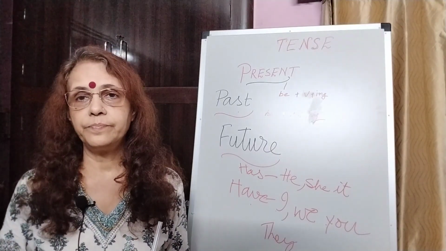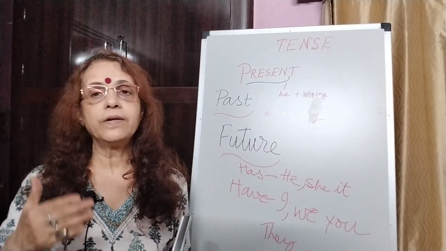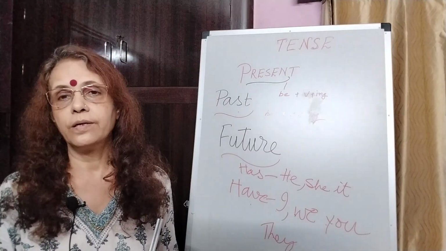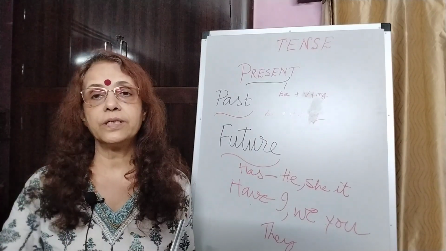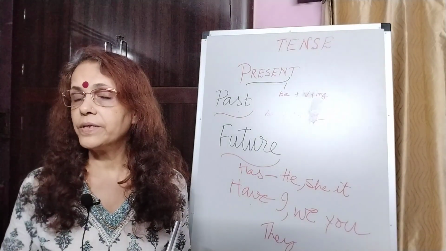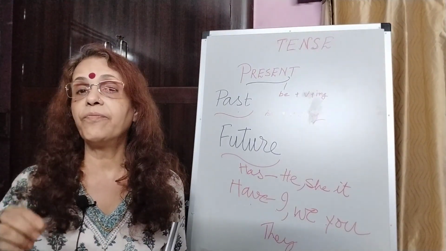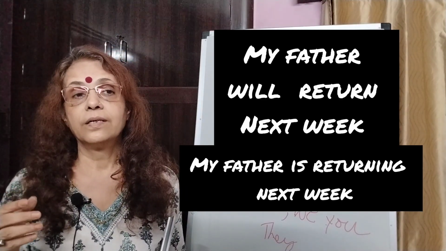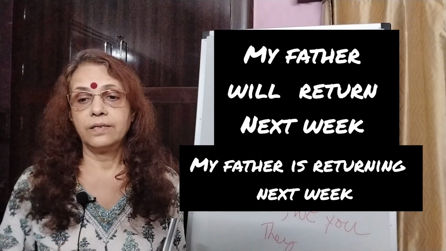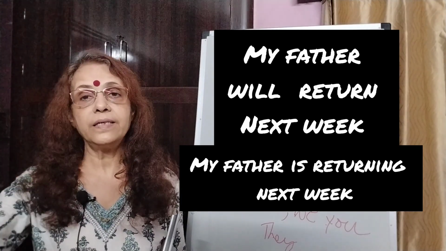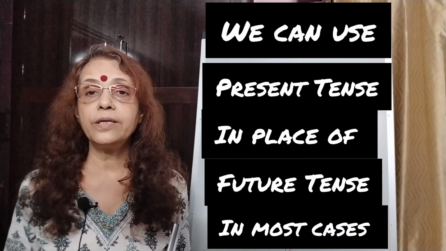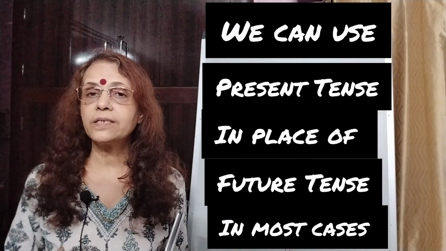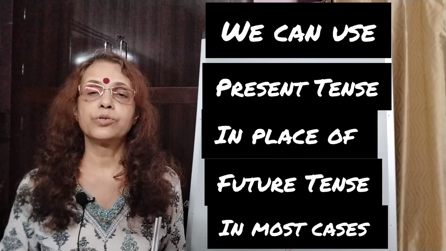I'll give you an example. Suppose your father has gone somewhere and he is to return next week. So you can say my father will return next week. My father will be returning next week. You can also say my father is returning next week. Why? Because the action is fixed. It is a fixed plan that he is returning next week. So in that case, you can use present continuous. So we can use present tense instead of the future tense in most cases.